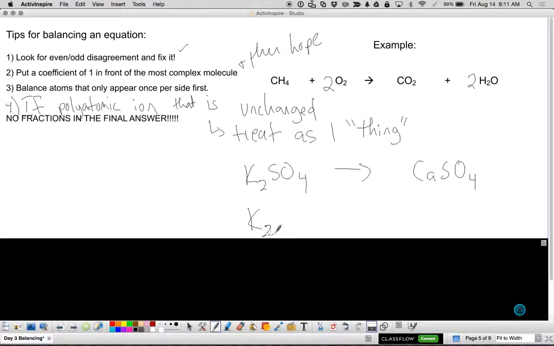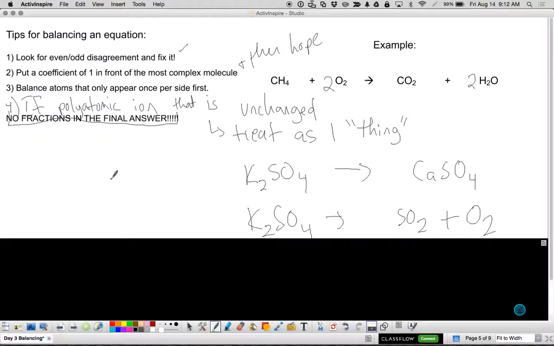Now, if I went from like potassium sulfate to like sulfur dioxide plus oxygen plus some other stuff, okay, now I wouldn't do that because my sulfate got broken up. All right, you understand the difference there? Now, here, this is important. No fractions in the final answer. I'm telling you right now, there will be a time this year where I will tell you to put fractions in, but I will be very clear and say you will use fractions now. Okay? I'm going to show you an example in a minute where you'll use fractions. All right? But not yet. Do not put fractions in the final answer.